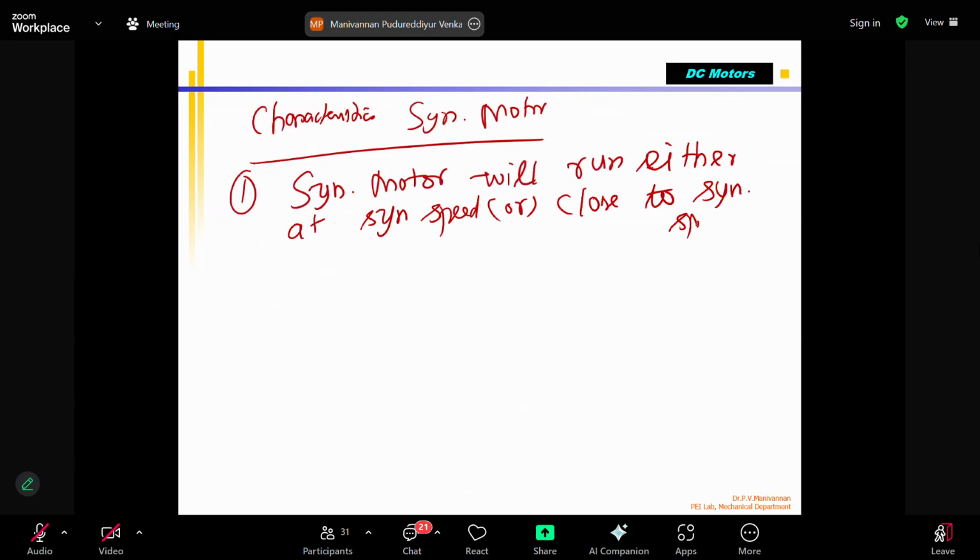Sync speed means the speed at which the magnetic field is rotating. Its speed we already calculated as 120 F divided by small p, or 60 F by capital P, and for 6 poles we calculated 1000 RPM. That is the magnetic field rotation. The rotor speed, which is called motor speed, can be a maximum of 1000 RPM. It cannot be more than that, but many times it will be slightly less. Rotor speed and motor speed are the same. Its speed will always be lesser than the synchronous speed because there is a time lag, catching up at the maximum speed.